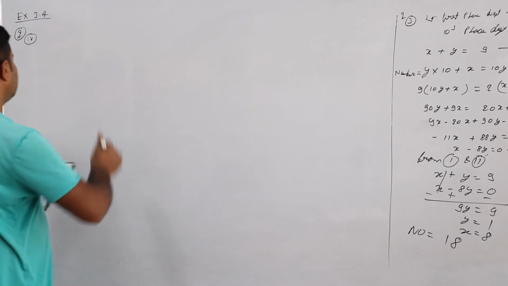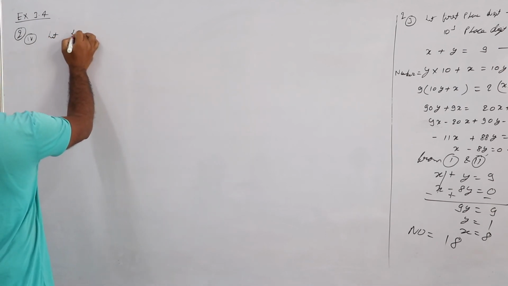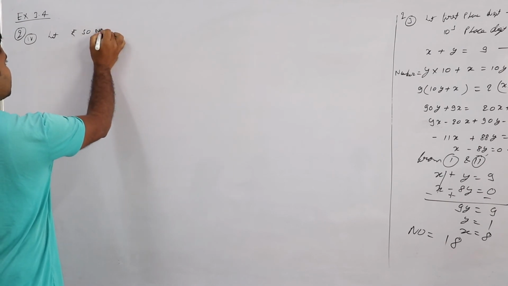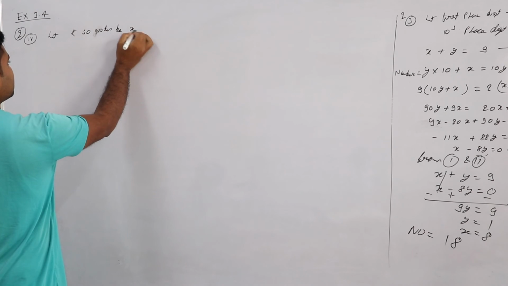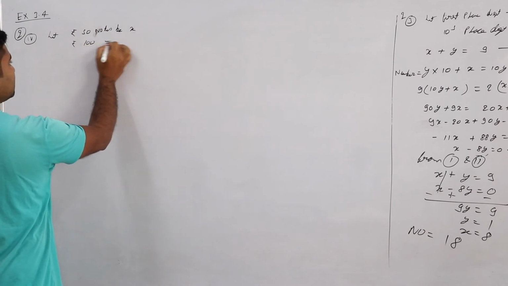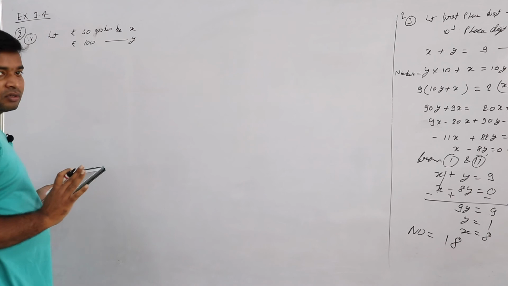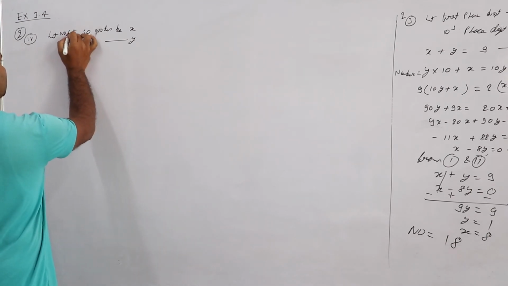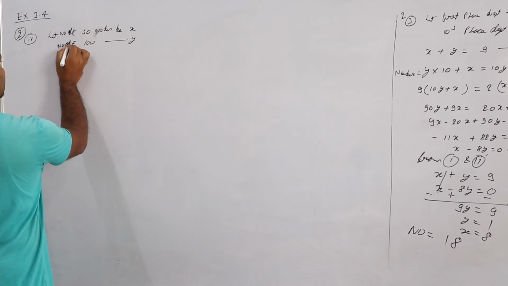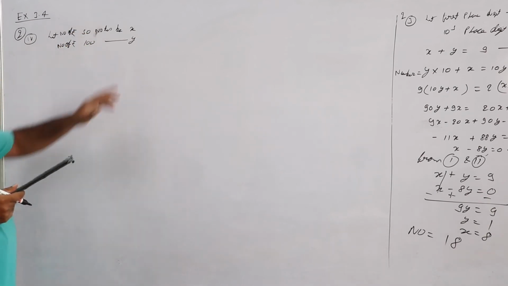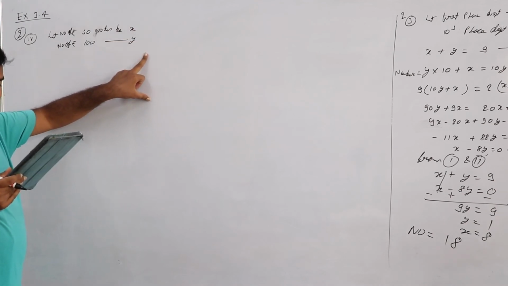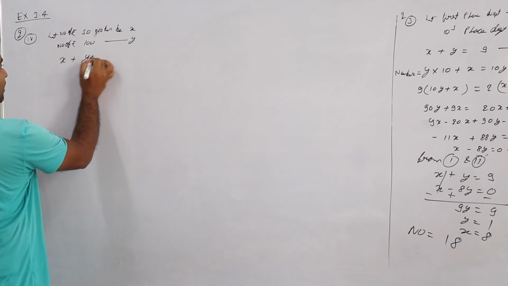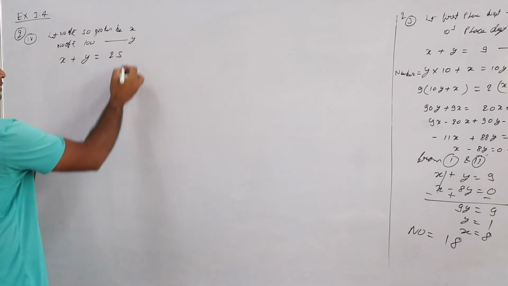Correct? So let rupees 50 notes be x and rupees 100 notes be y. I am talking about the number of notes, or you can write let number of. Then the total notes, how much do you get? 25. Total notes is 25, which means x plus y is equal to 25. Here we get one equation.